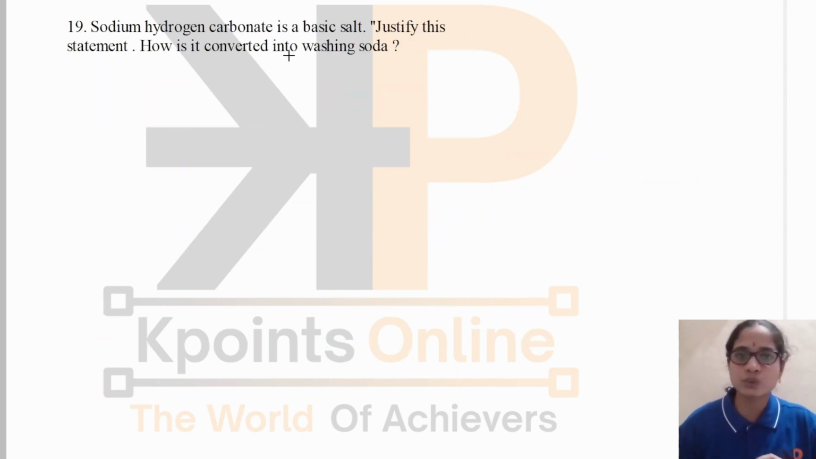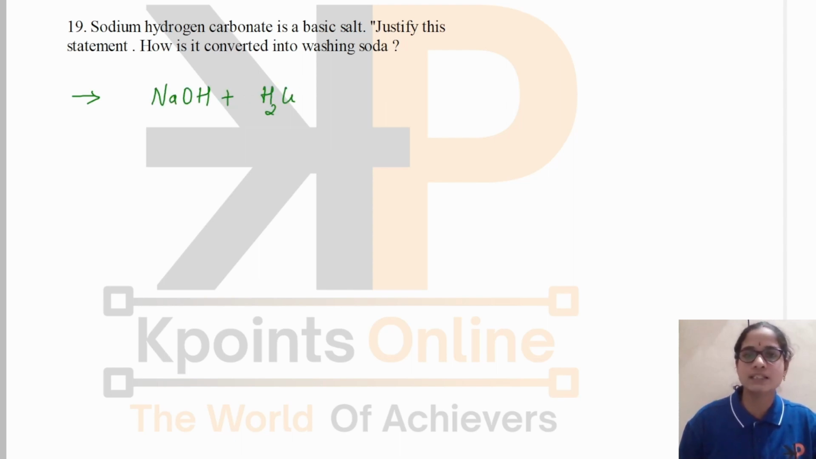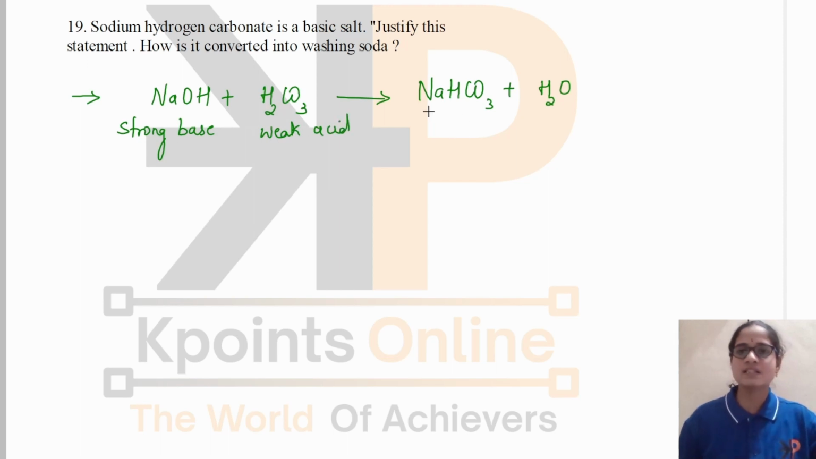Next, sodium hydrogen carbonate is a basic salt. Justify this statement and explain how it is converted into washing soda. How is sodium hydrogen carbonate formed? It is formed by the neutralization reaction of sodium hydroxide and carbonic acid. So it is formed by a strong base and a weak acid, because of which this sodium hydrogen carbonate is a basic salt.